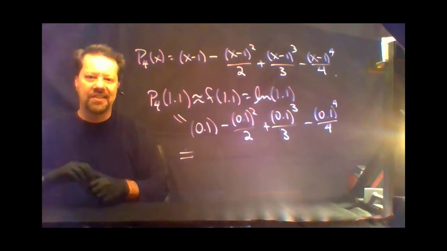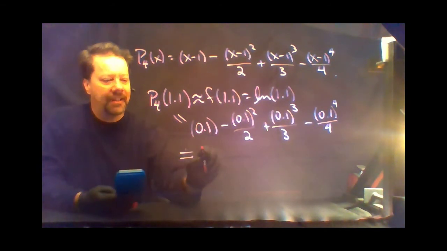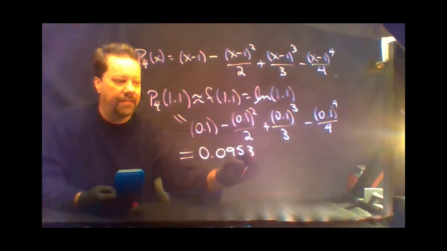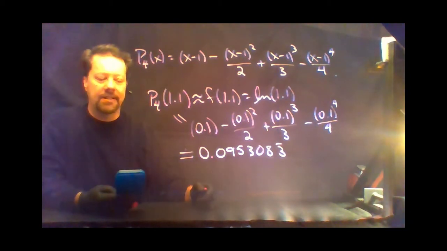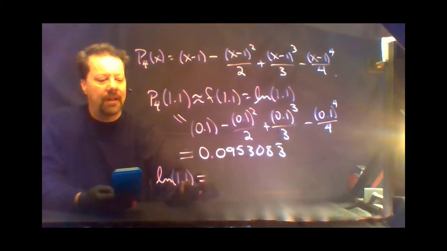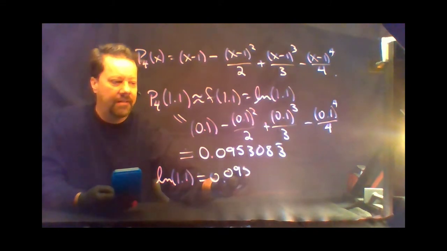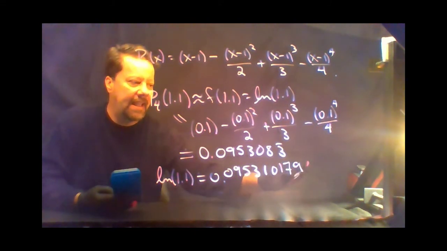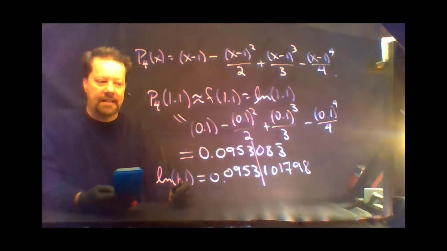So, how big is that? My calculator gives me 0.0953083333 and so on, whereas the natural log of 1.1 is about 0.0953101798. You can see we're good to the fourth decimal place.